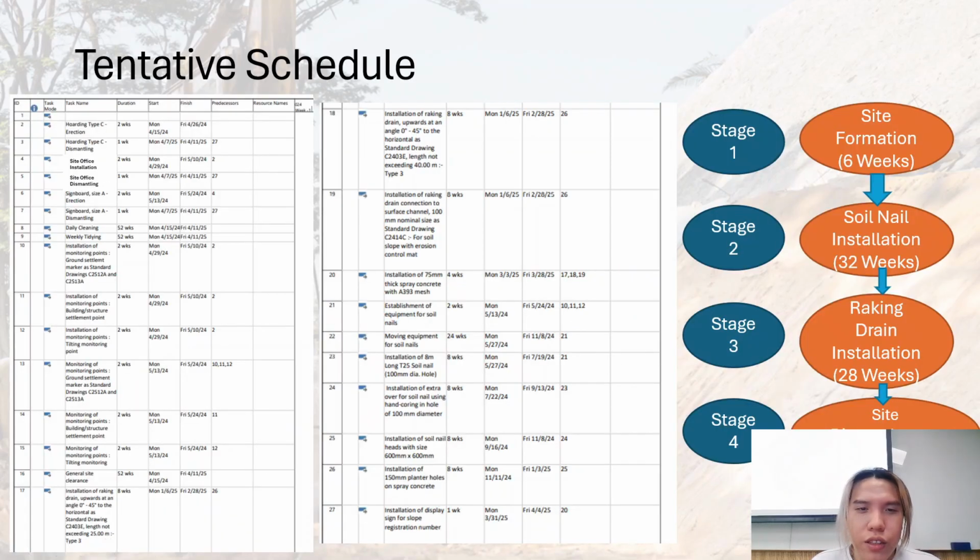Hello, I'm Timothy Lee Chen Yin. Let's talk about the tentative schedule. Our project is separated into 4 stages. The first stage is site formation, with a duration of 6 weeks. Stage 2 is soil nail installation, with a duration of 52 weeks. Stage 3 is raking drain installation, with a duration of 28 weeks. And the last stage is site dismantlement, with a duration of 2 weeks.